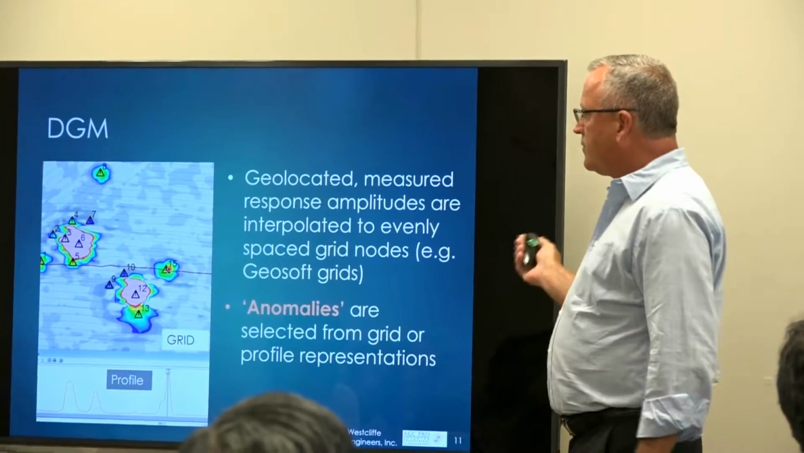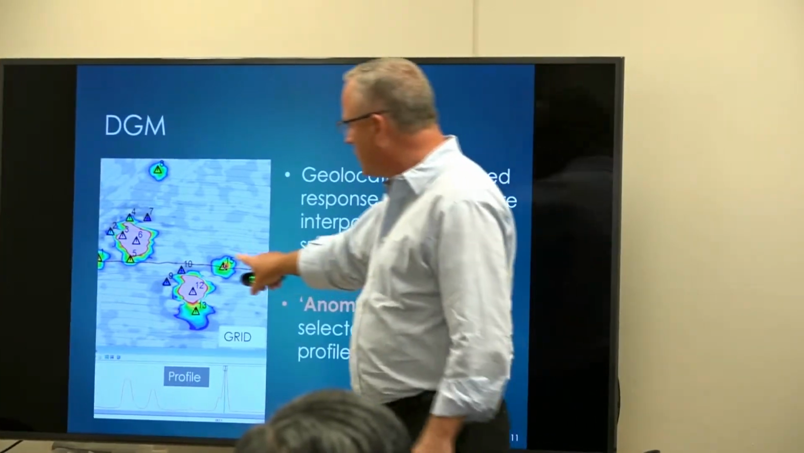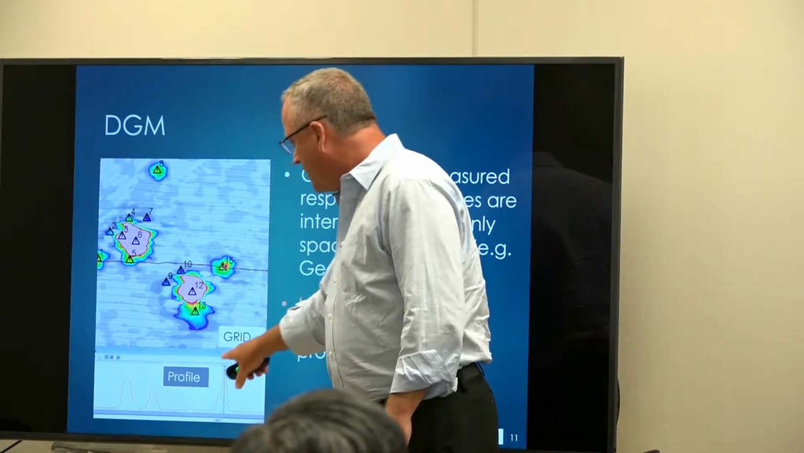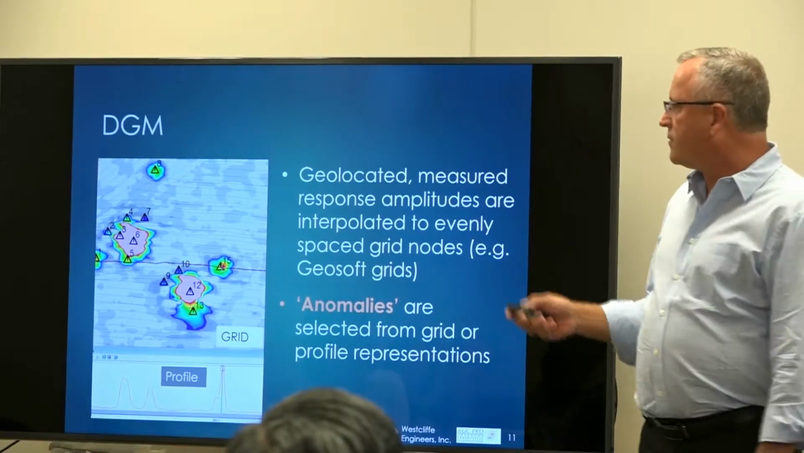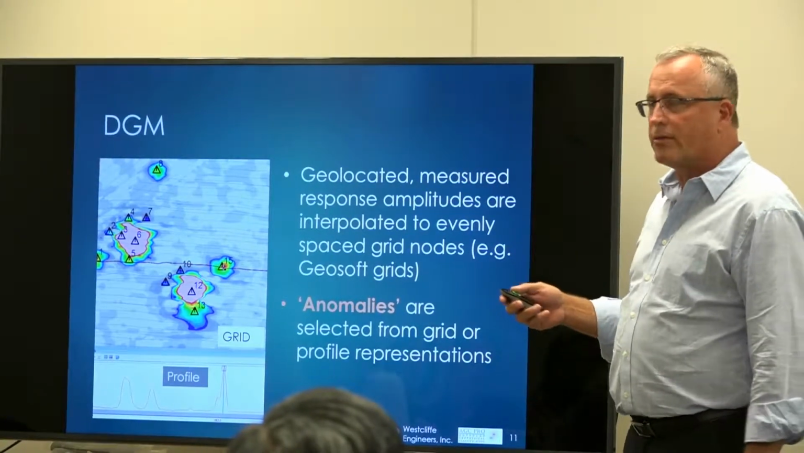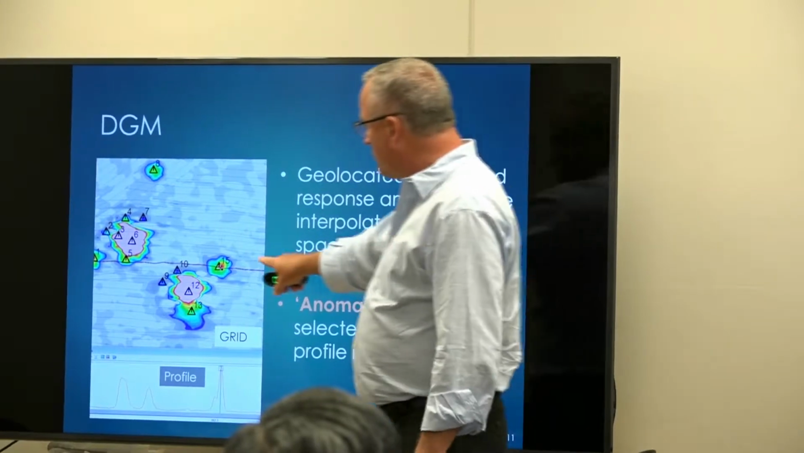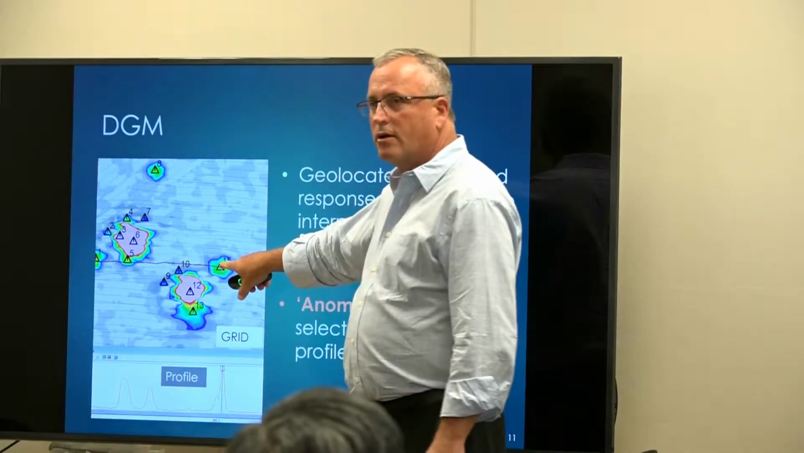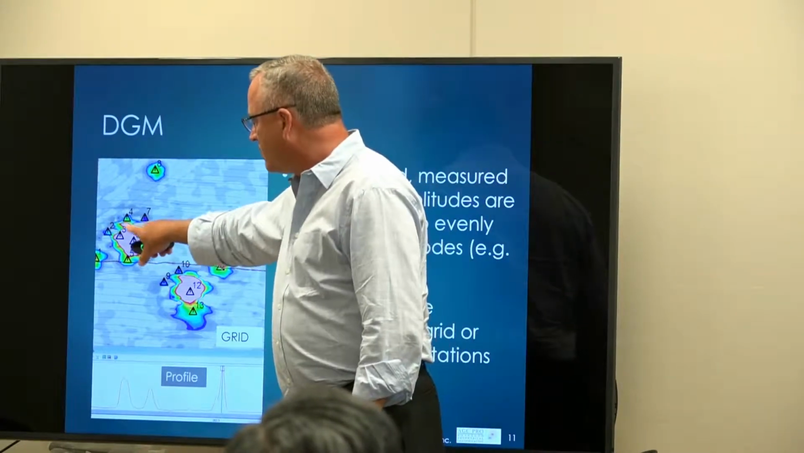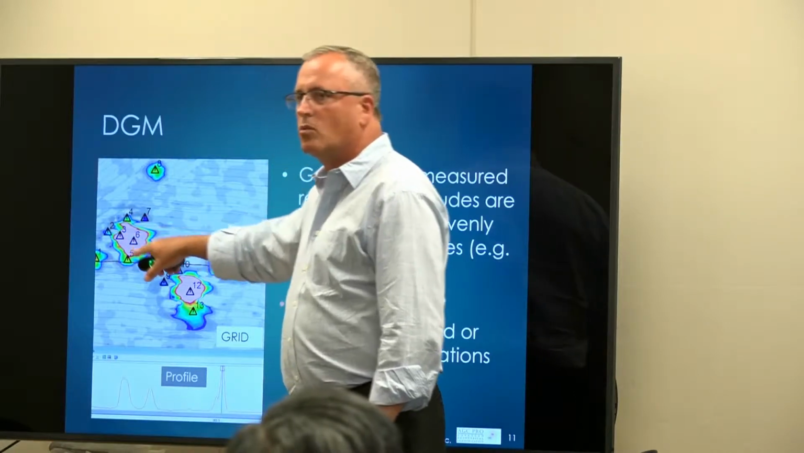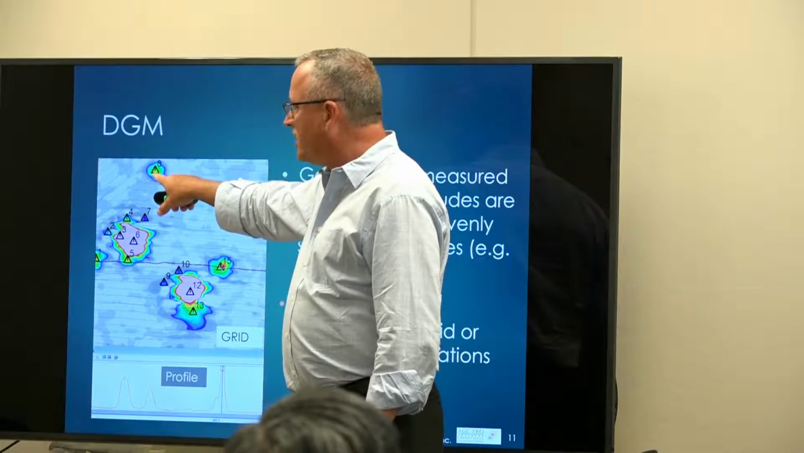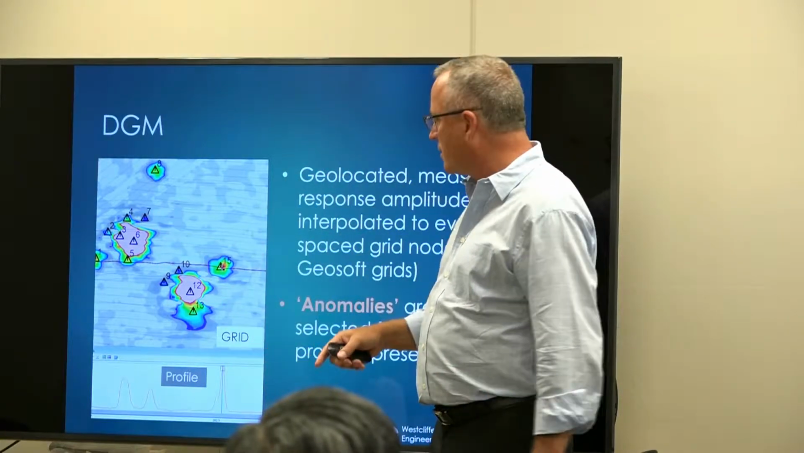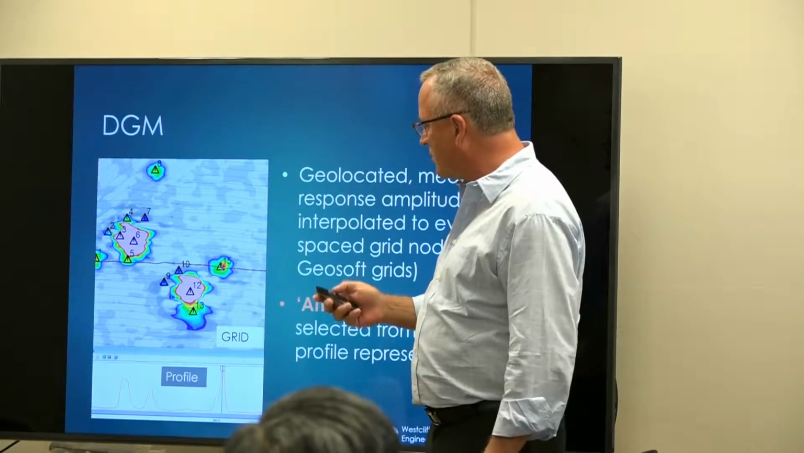And you can select targets based on the gridded response or based on the profile representation of the target. Now there's pros and cons for both methods, right? The gridded response, you get one nice peak for a target. Here, this is a bigger response. We don't know if there's one or more targets, and the peak should occur roughly over the target, depending on some things I'll talk about later.